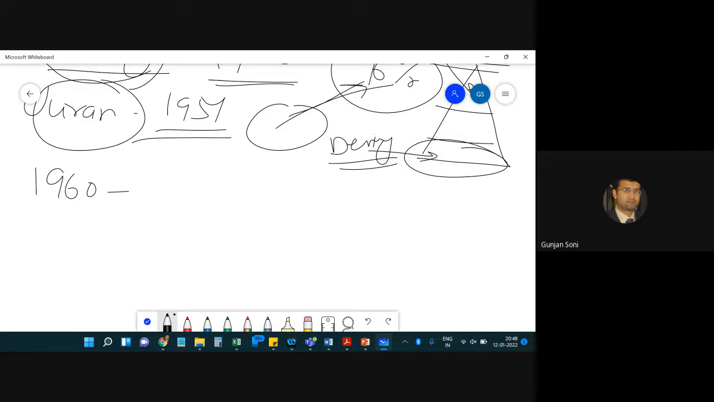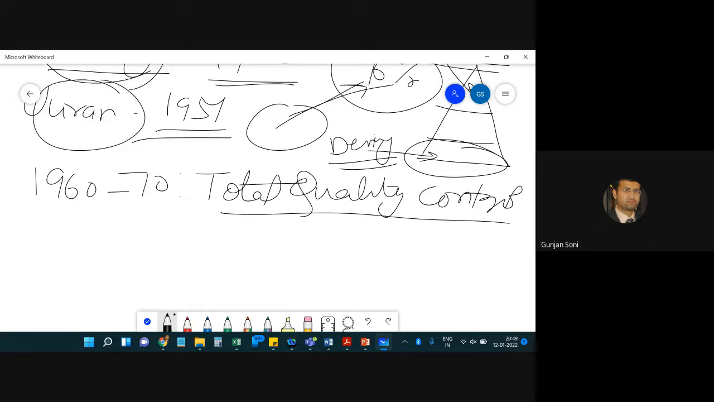So 1960 to 70 was a period of total quality control. This is not management, but total quality control. Earlier, quality was considered to be the baby of the production department only. But over a period of time, it gradually got involved in other departments like finance, HR, marketing. Everyone started talking about quality. So the concept of zero defects was emphasized.